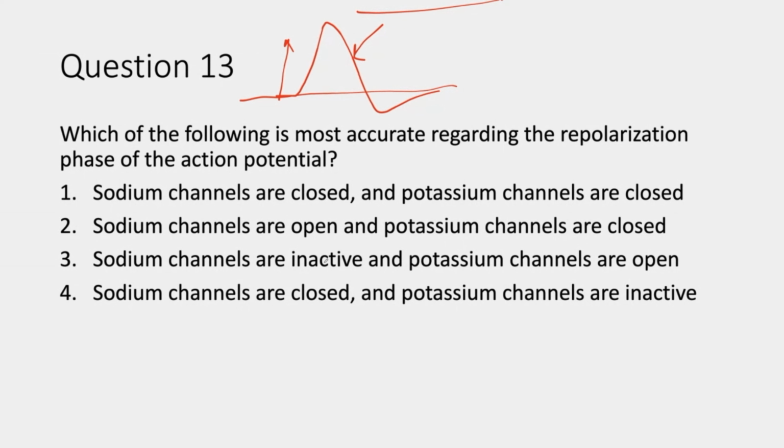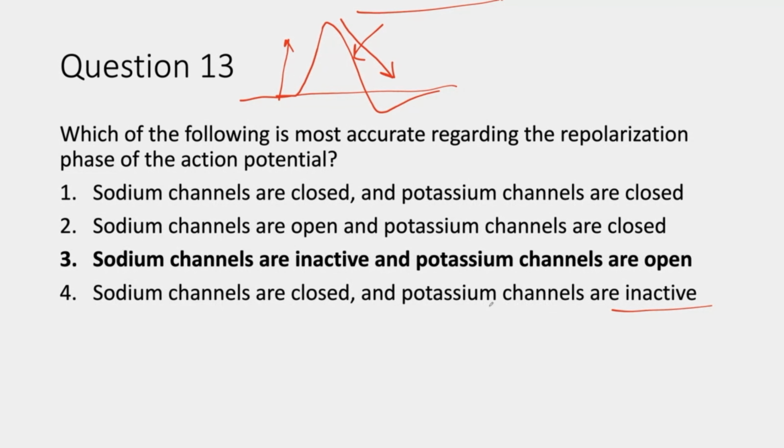Sodium channels are inactive, that means nothing is moving through, and potassium channels are open. That makes more sense, because if sodium is not going in and potassium is moving out, that line is going to go towards the negative values. Sodium channels closed and potassium channels inactive. That's very similar to the one above. It doesn't matter if they are closed or inactive, nothing is moving through. Besides this, potassium channels cannot be inactive because they don't have the double gating. So this option here is nonsense. So that's the correct answer.